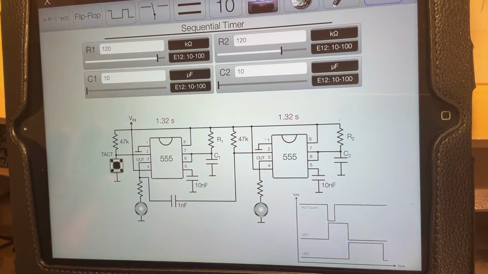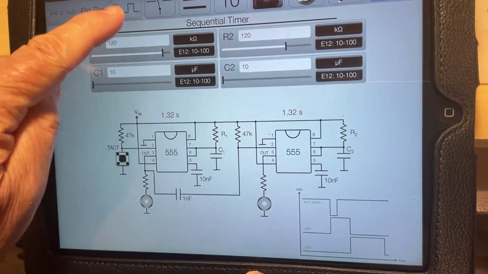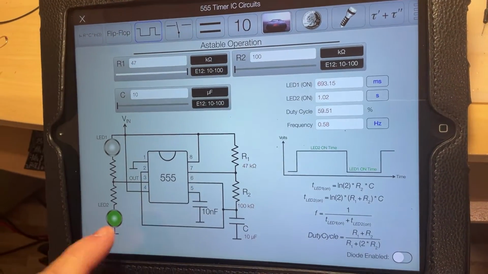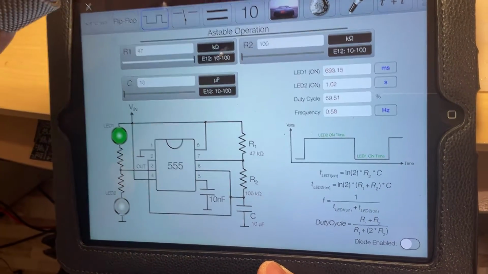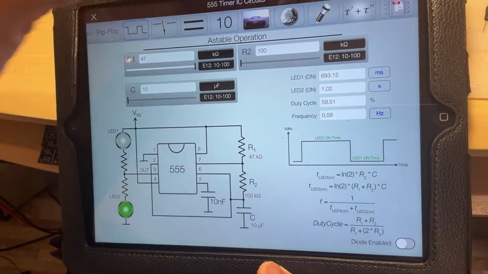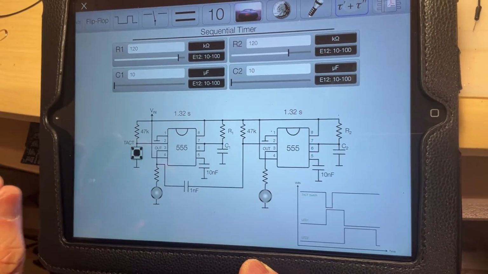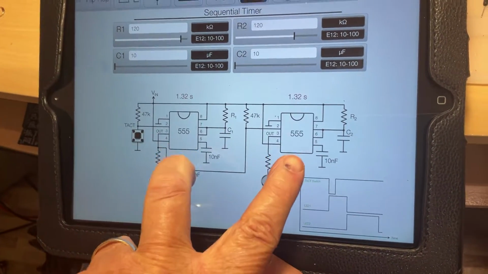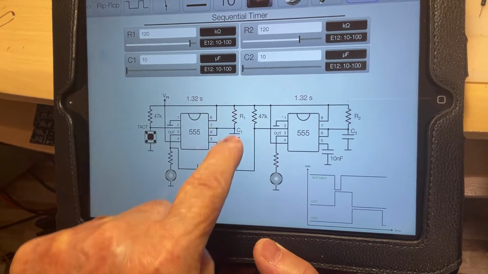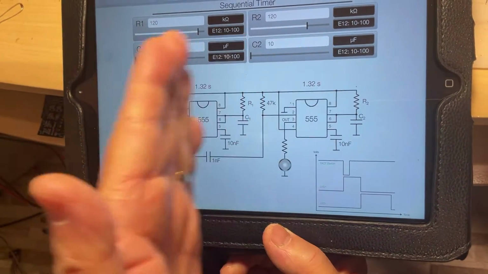There are a lot of online calculators, but all of them are actually for the astable version. Very few of them are going to give you calculation about the monostable. And the monostable, again, is 1.1 times the resistor times the capacitor. Because I have two packages together here, I have two sets of RC, each of them controls a 555.